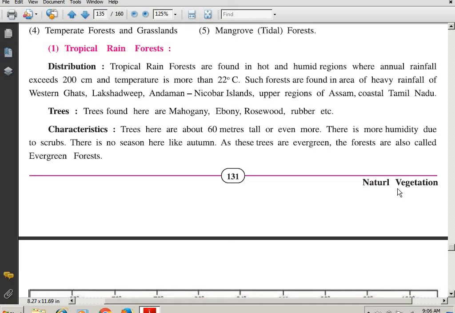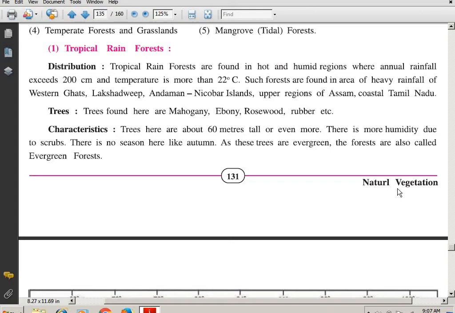The evergreen forest. Why are they called evergreen forests? Because in the tropical rainforest region, where these rainforests have been distributed into the different regions, there is no season like autumn, and the trees are always evergreen, and therefore these forests are called evergreen forests. There is no season where the trees shed their leaves and become dry.